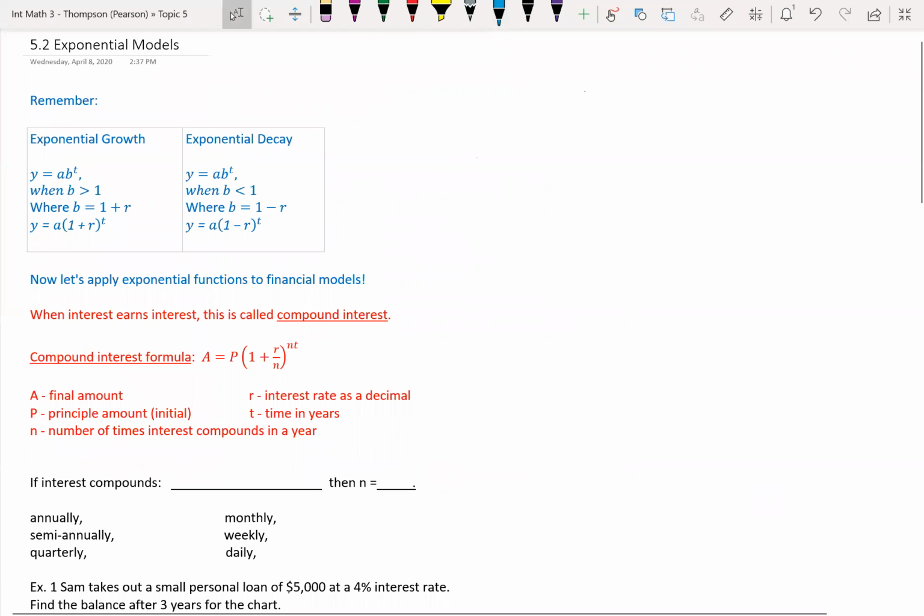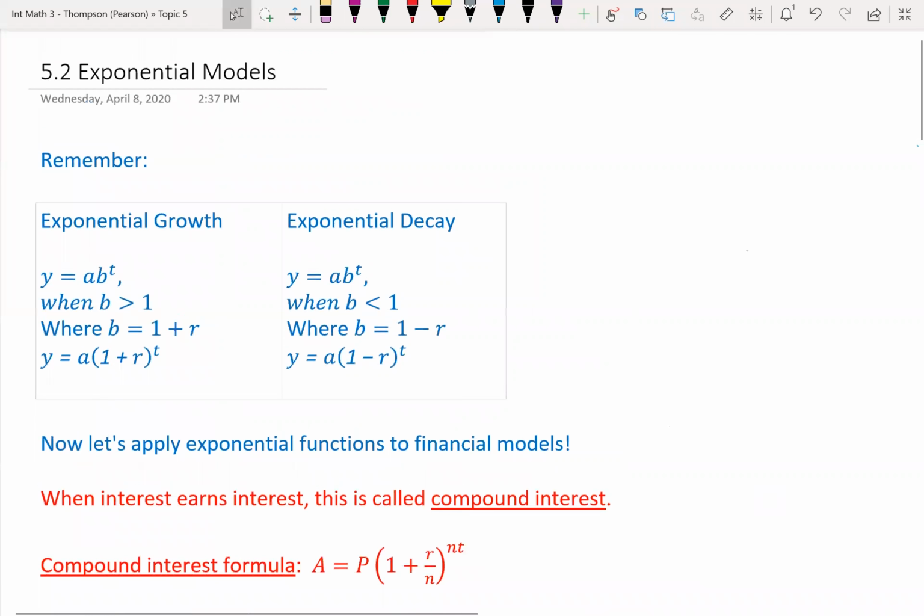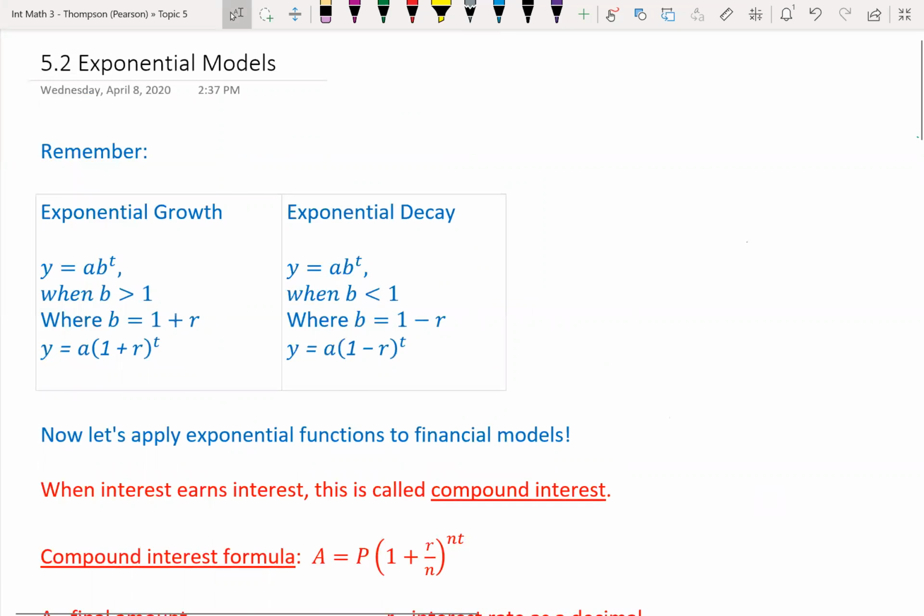Okay, exponential model. So in 5.1, we talked about the basics of what an exponential function looks like. And today we are going to dive into it a little bit further and talk about how to apply this to financial situations and then how to build our own exponential equation.